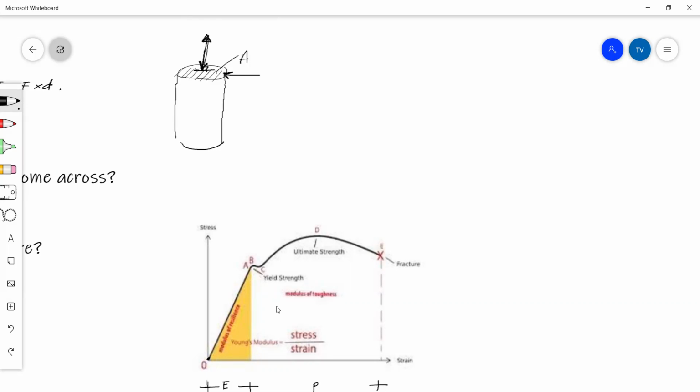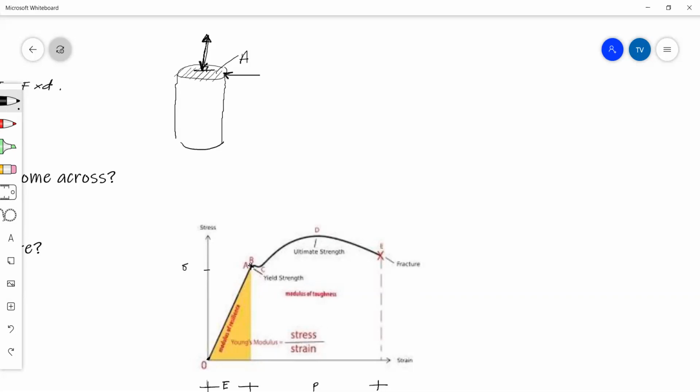That means when you reach a certain point and you take away the force, the part will go back to its original shape. That's the main material property that comes about when we are in the elastic region. Stress and strain are directly proportional, and as soon as you remove the force, the part will go back to its original shape. But there is a certain point where that relationship doesn't exist anymore.